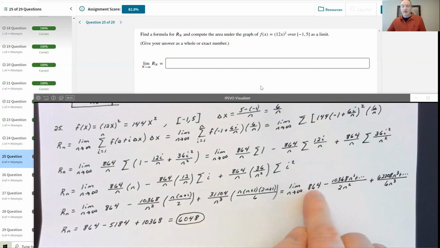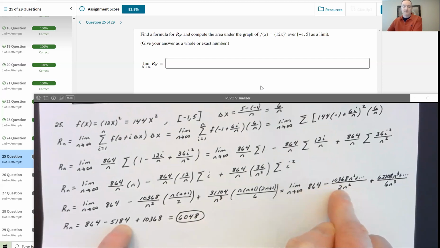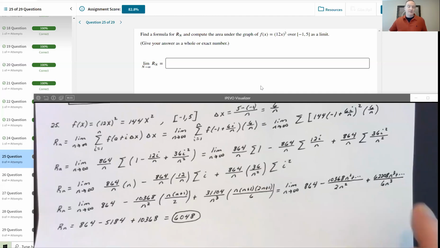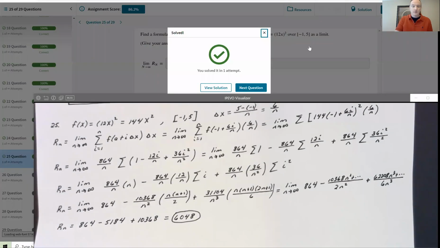So I'll have 864 minus 10,368 over 2 gave me 5,184. And 62,208 over 6 gave me 10,368. I subtract the second term, add the third term, and I get 6,048 for my solution. We'll check that with what we achieved once. And we are correct.